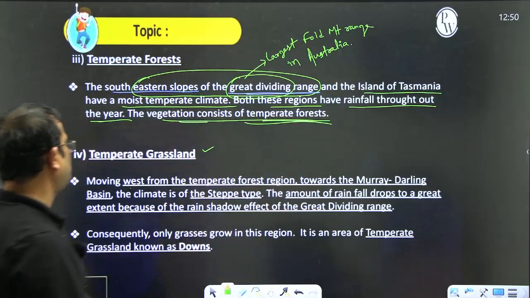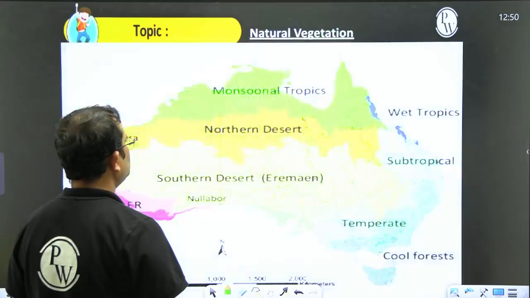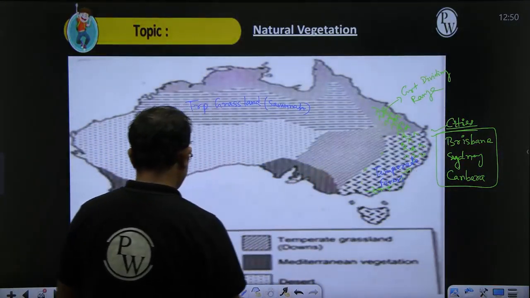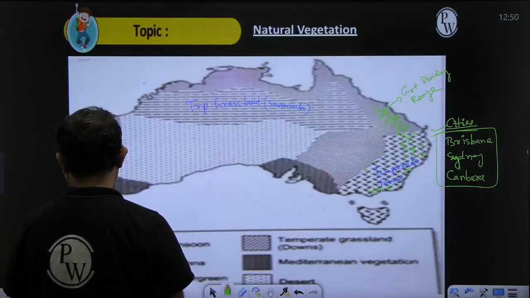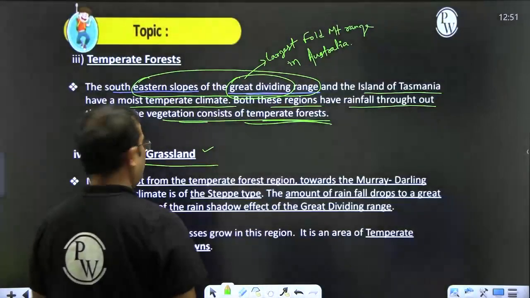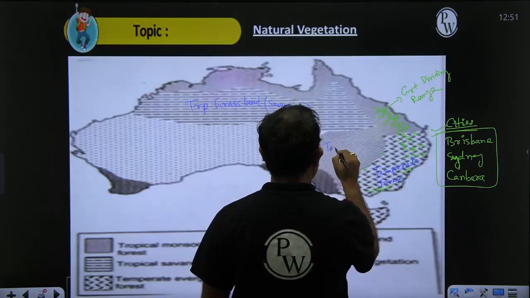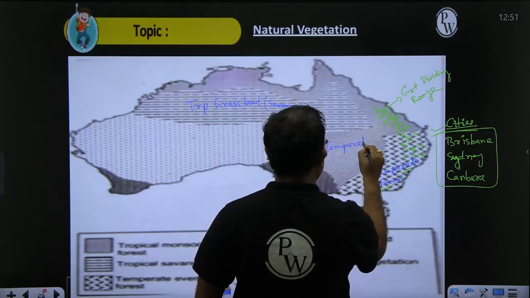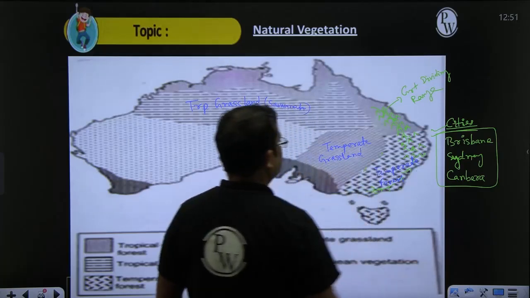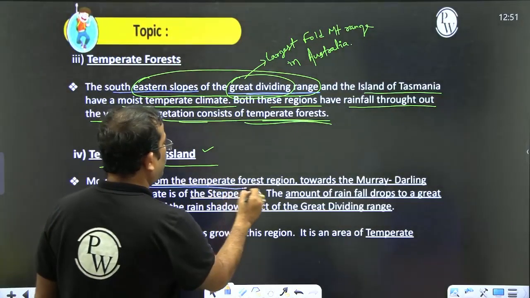Next, we will come to the temperate grassland. Right? Temperate grassland. Temperate grassland means again this part. This is your temperate grassland. Already we have studied that one. This area is particularly your temperate grassland. So temperate grassland, moving west from the temperate forest region.